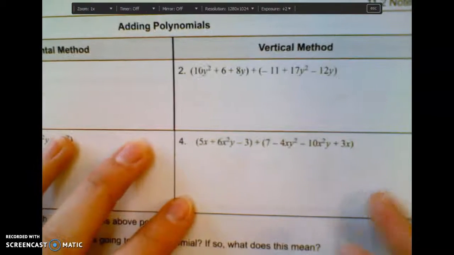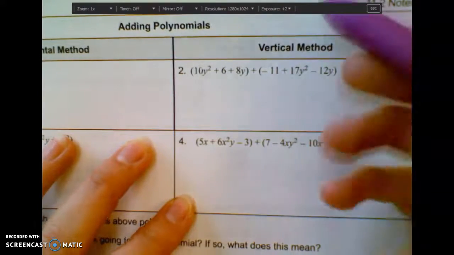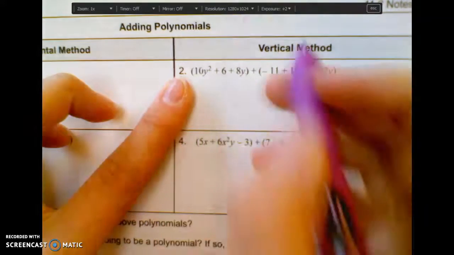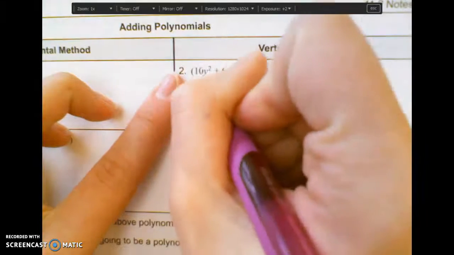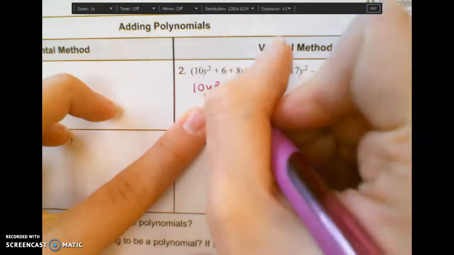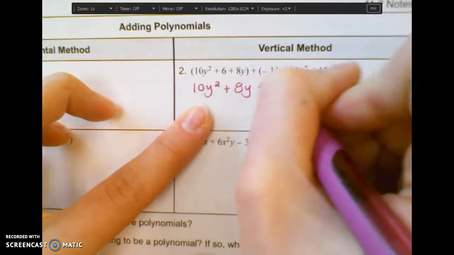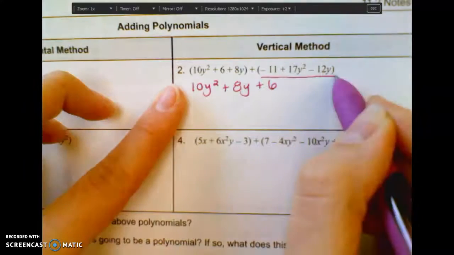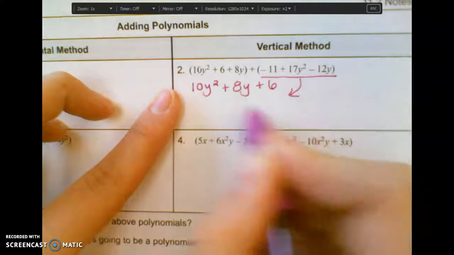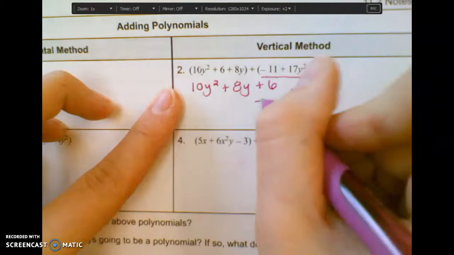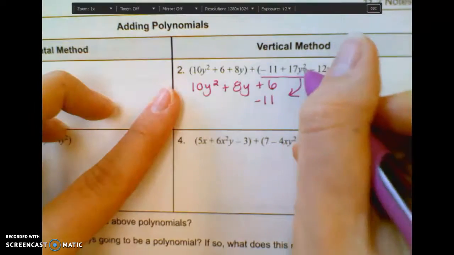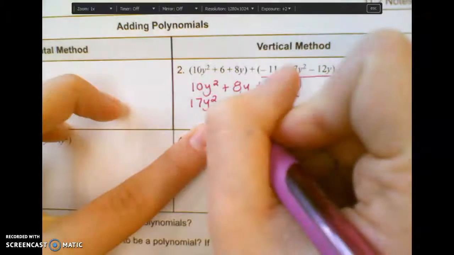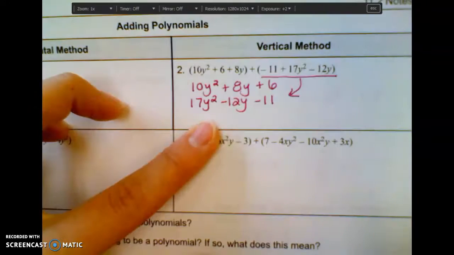Vertical, that's going to be us lining them up on top of each other. So first thing I'm going to do is write 10y squared plus 6 plus 8y in standard form. So I know the y squared comes first, then the y term, then the 6. So write it in standard form. Now we're going to take this one and line it up with the appropriate terms underneath it. So that negative 11 goes underneath the 6. That 17y squared goes underneath the 10y squared. And that negative 12y goes underneath the 8y.